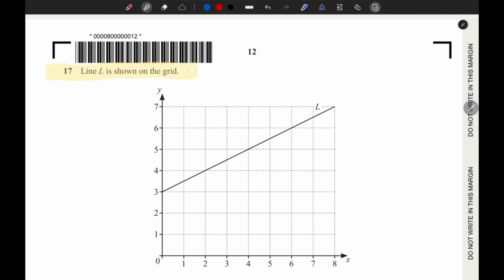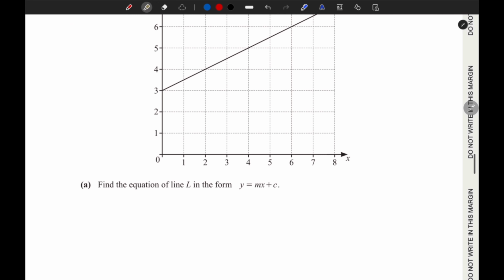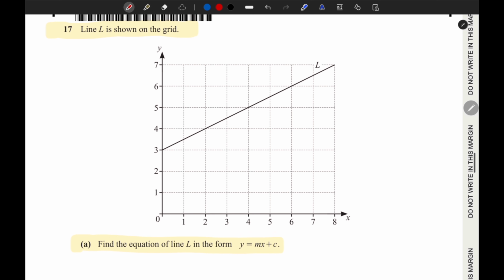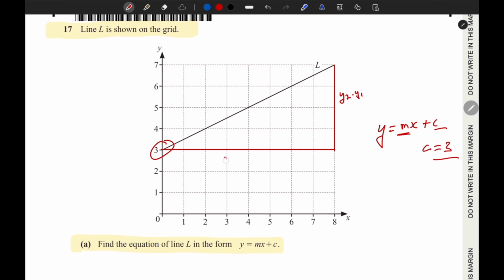Now question 17. The line L is shown in the grid. Find the equation of the line in the form y equals mx plus c. For this line, we know the y-intercept. First of all, y equals mx plus c. We know what c is. c is actually 3. So c equals 3. And what we have to find is m, which is the gradient. So gradient is basically, if you join the whole line, this will be y by x. We know that this is y2 minus y1 upon x2 minus x1, or you can say rise by run.